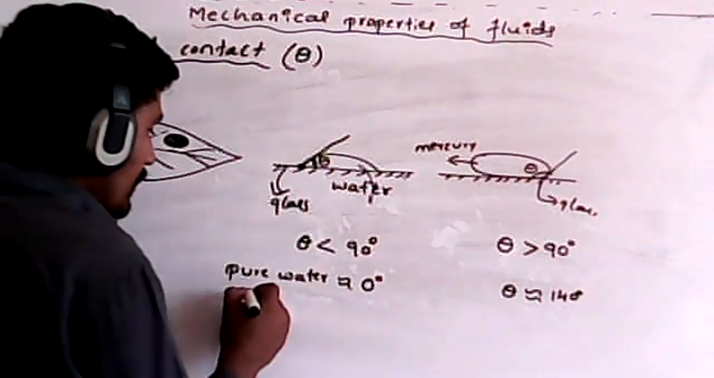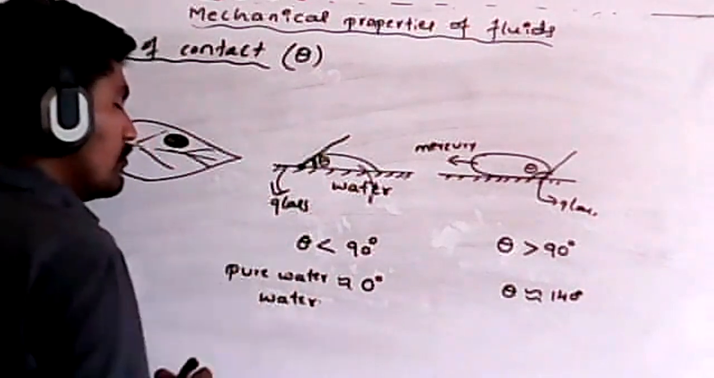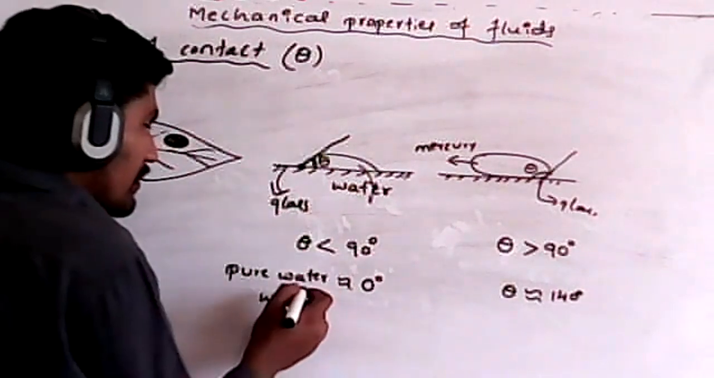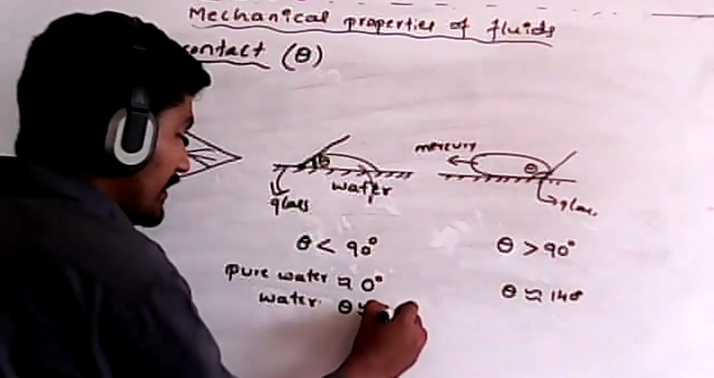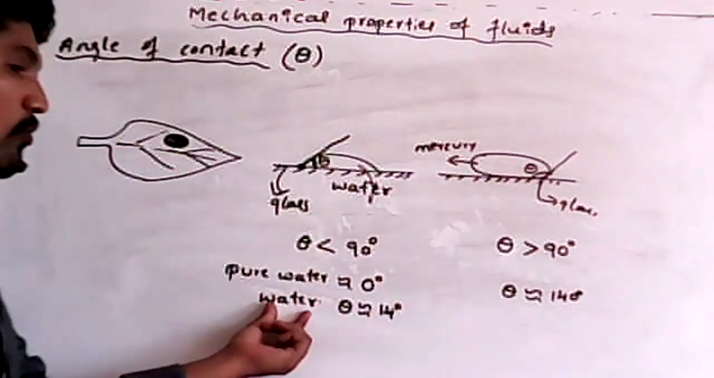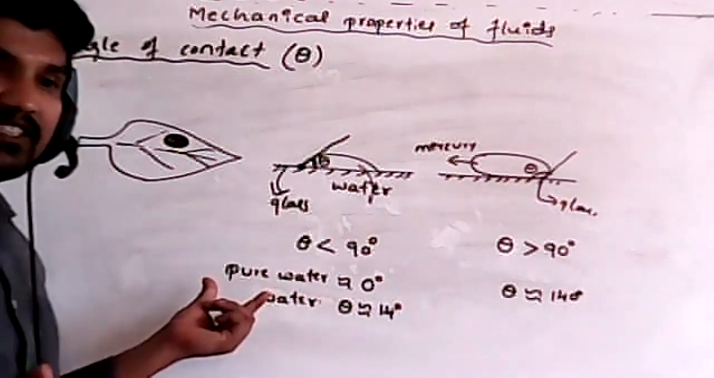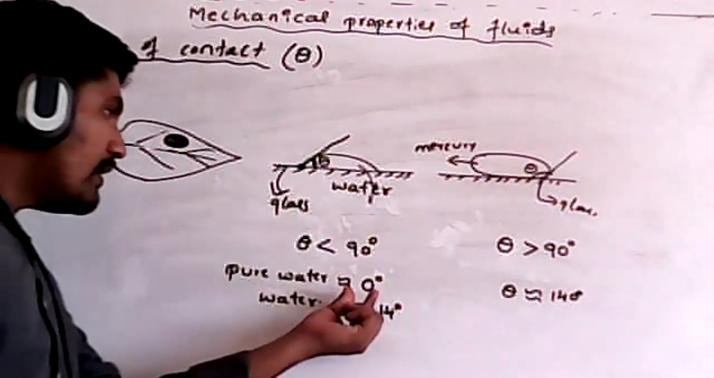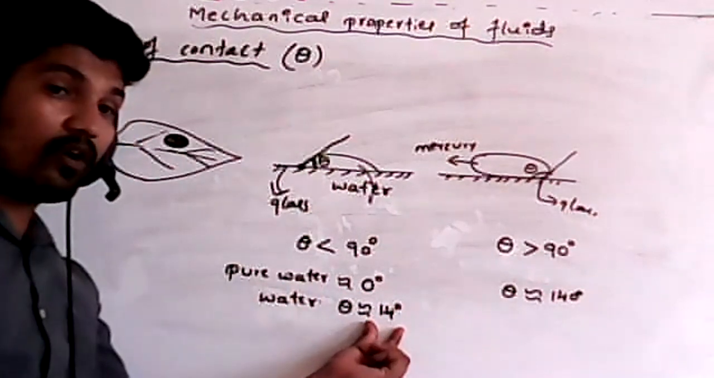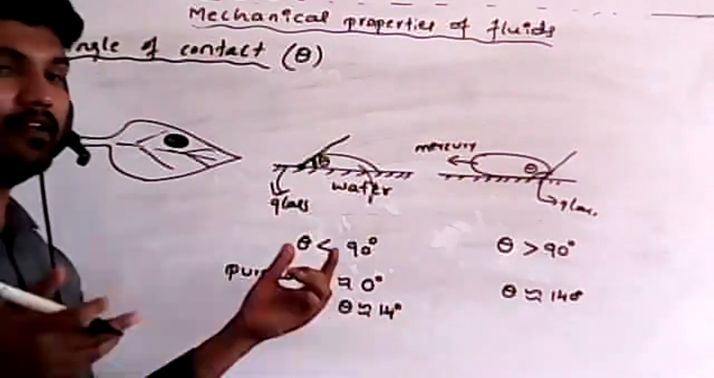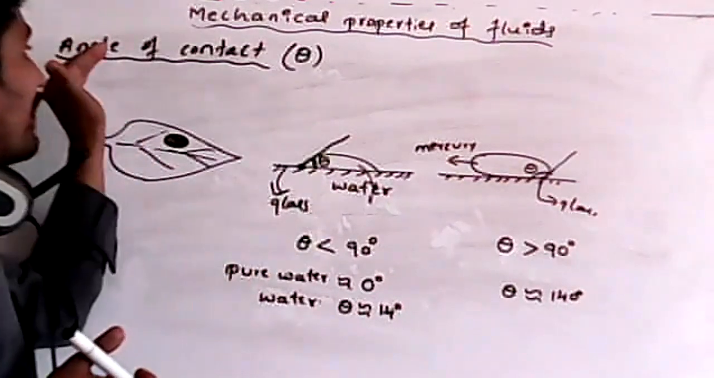If it is not pure water, the ordinary water we are selecting, then the angle of contact will be nearly equal to 14 degree. This is pure water, which we can say is distilled water. So here the angle of contact is 0 degree, and here the angle of contact is nearly 14 degree, less than 90 degree. So students, in this way we can conclude the angle of contact.